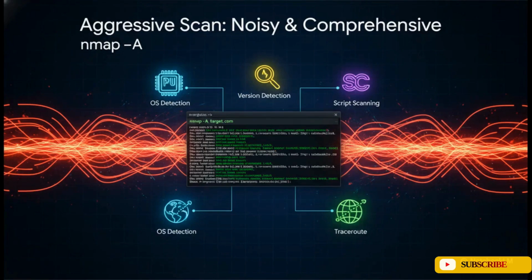And finally, for those times when you just want to know everything, right now, there's the aggressive scan. The -A flag is basically a super command. It bundles together OS detection, version detection, some basic script scanning, and a traceroute all in one go. It's incredibly powerful and gathers a ton of info. The catch? This scan is loud. Any decent security system will see it coming from a mile away. So it's not subtle, but man is it comprehensive.